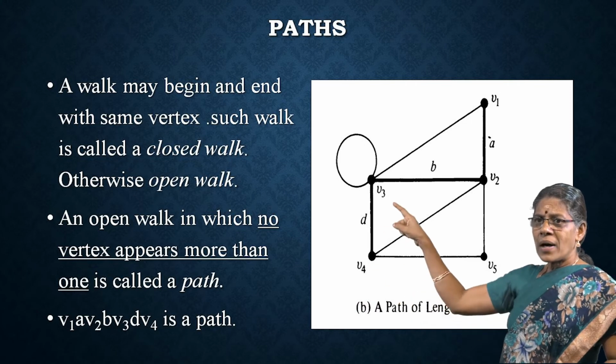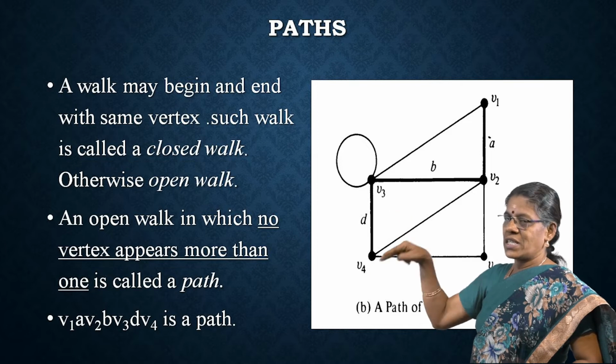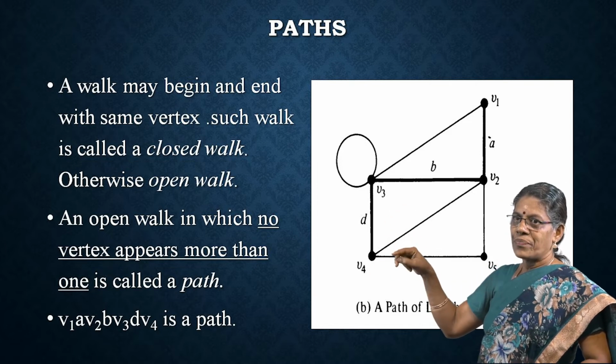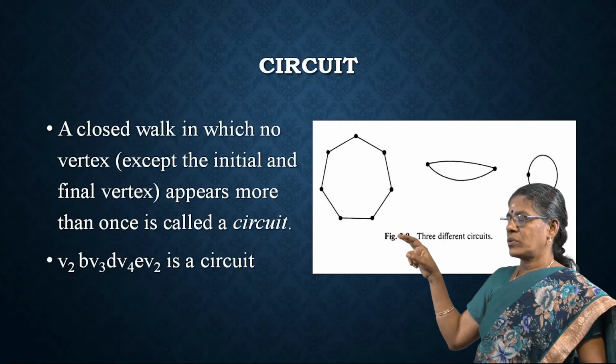It is a path of length 3. So in this we have only 3 edges: A, B, D. Okay. Next we have circuit.